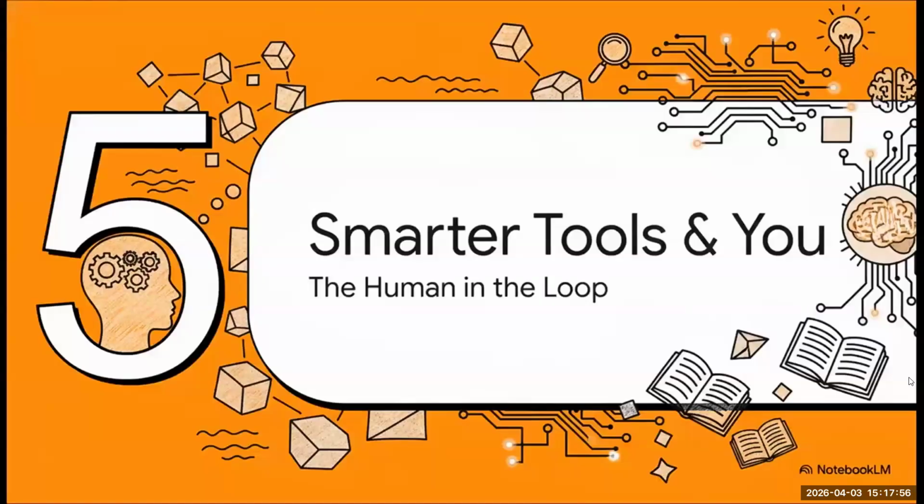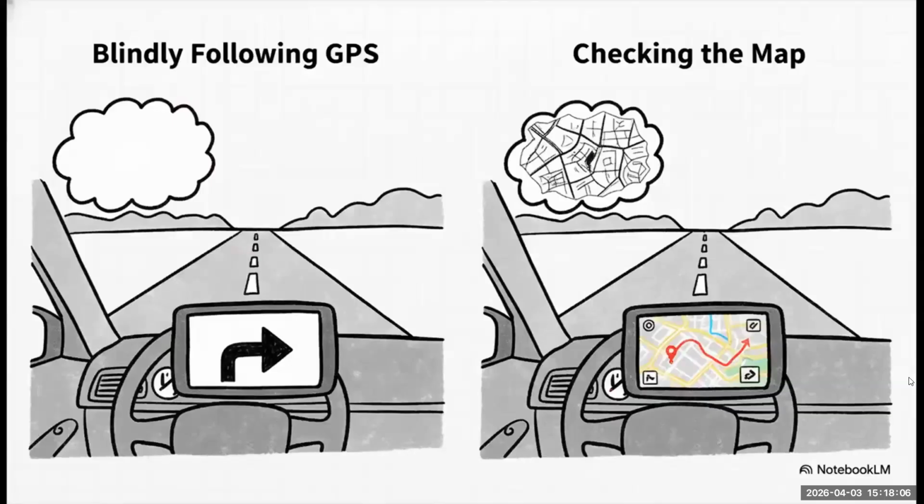Okay, so let's tie this all together. What does all of this actually mean for you, for me, for anyone trying to learn in a world that's just getting filled with smarter and smarter AI? Here's my favorite way to think about it. Using AI is like using a GPS.